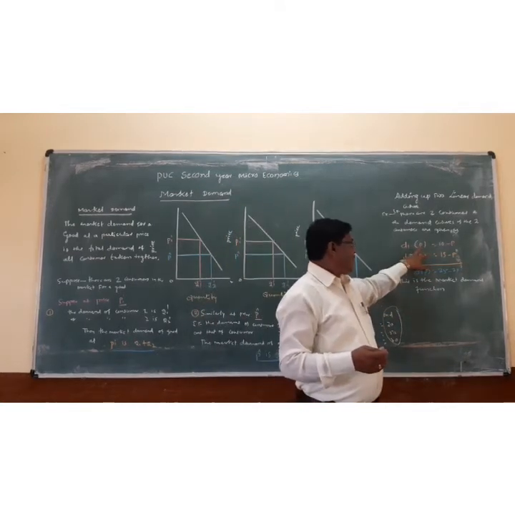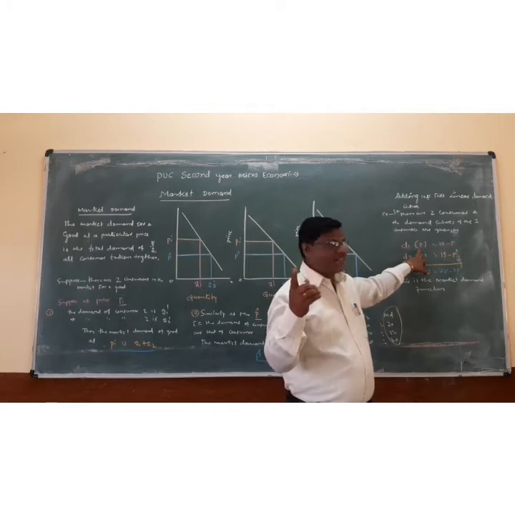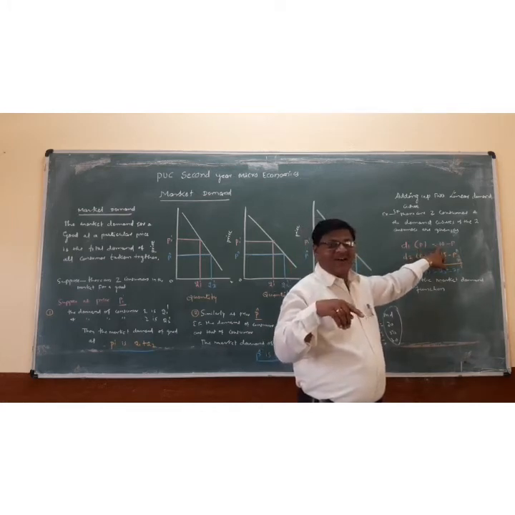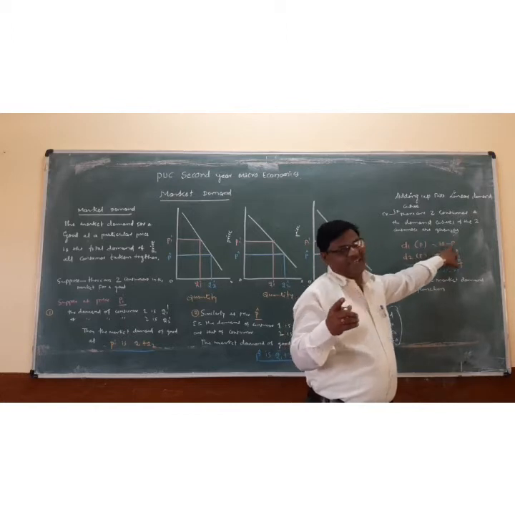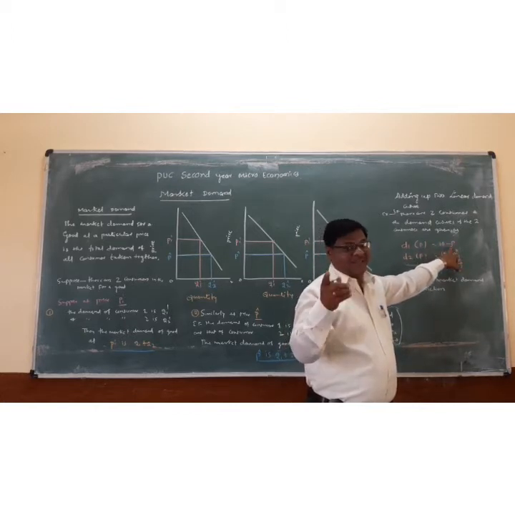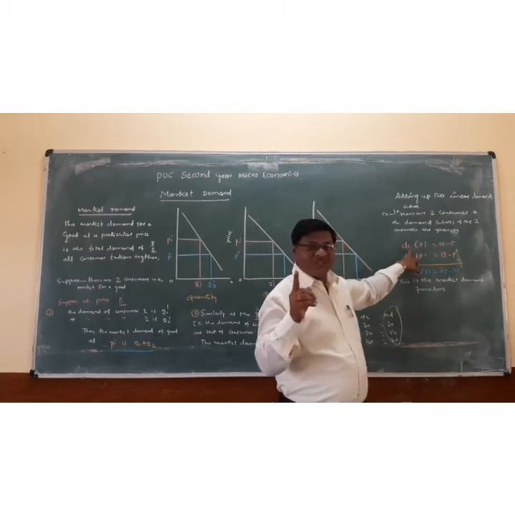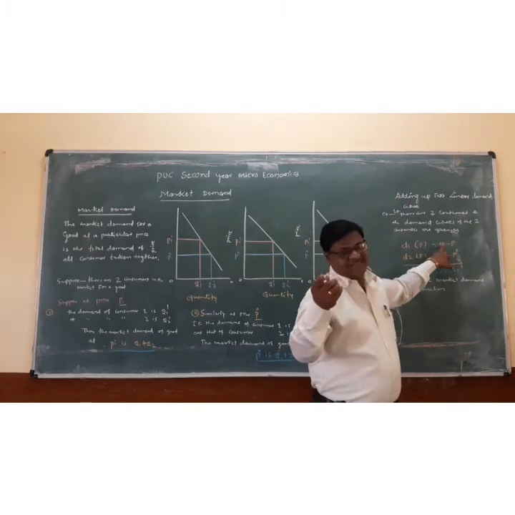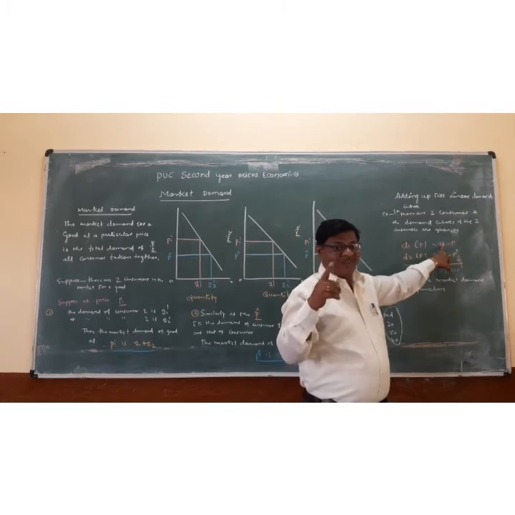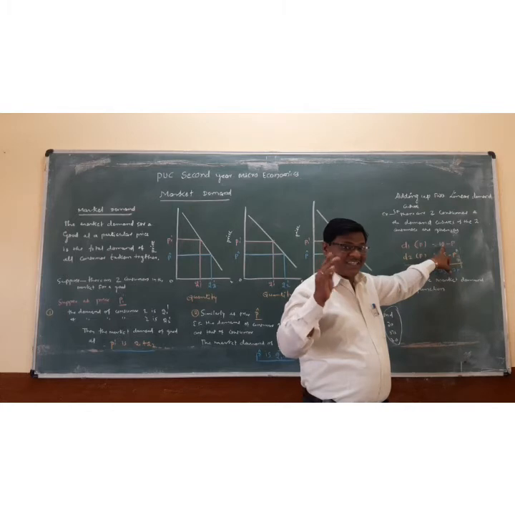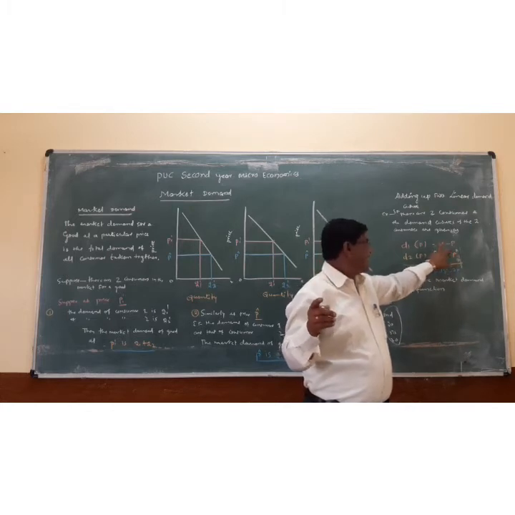Suppose the price is less than or equal to 10, the demand for consumer 1 is 10P. Suppose the price is greater than 10, the demand for consumer 1 is 0.